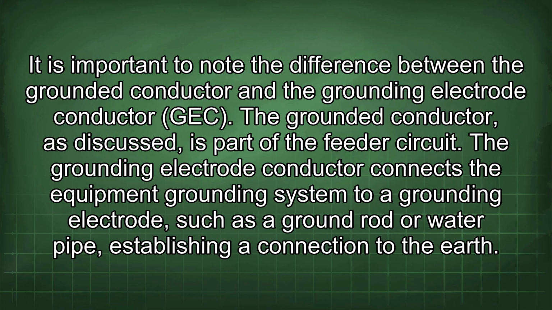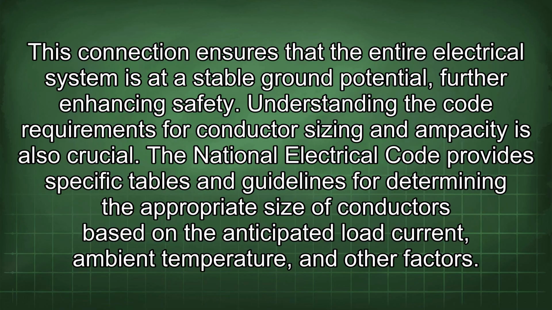It is important to note the difference between the grounded conductor and the grounding electrode conductor (GEC). The grounded conductor, as discussed, is part of the feeder circuit. The grounding electrode conductor connects the equipment grounding system to a grounding electrode, such as a ground rod or water pipe, establishing a connection to the earth. This connection ensures that the entire electrical system is at a stable ground potential, further enhancing safety.